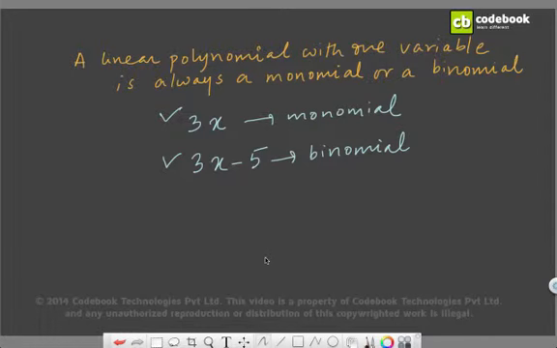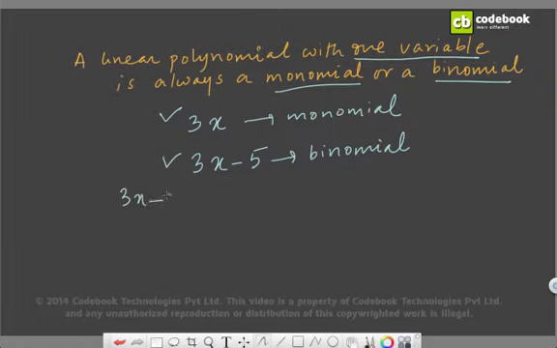So now you can ask the question: okay, you have shown us that 3x is a monomial and 3x minus 5 is a binomial, and both of them are linear polynomials because the degree of the polynomial is 1. But can I construct a polynomial with 3 or more terms and still have the degree of the polynomial as 1? Then this statement would be wrong, because now I'm constructing trinomials or multinomials and still maintaining a degree of 1, and hence it will be a linear polynomial. So let's see how we can construct that.